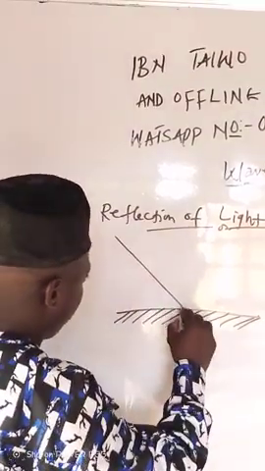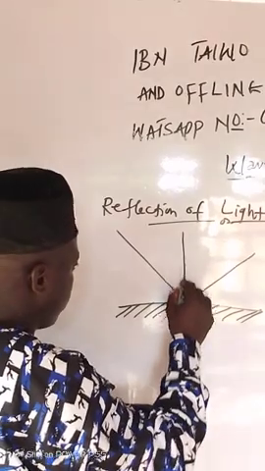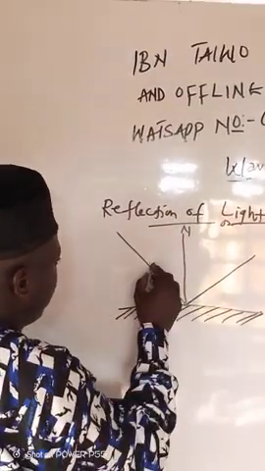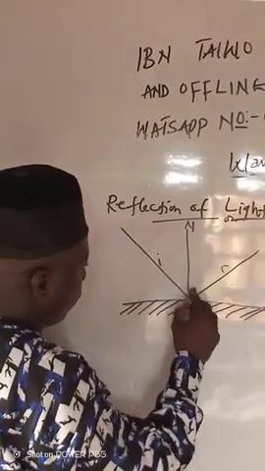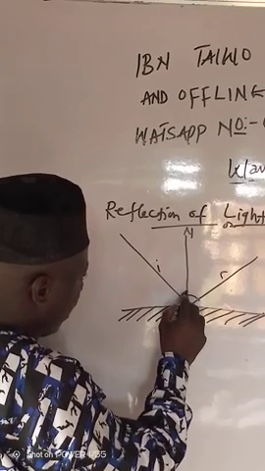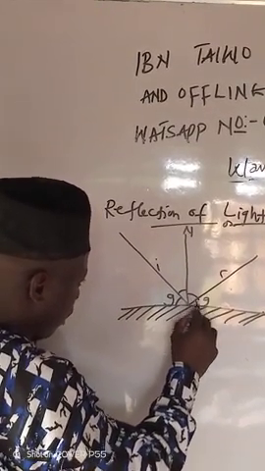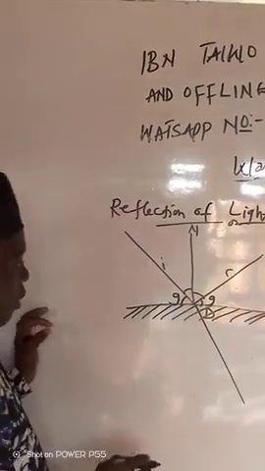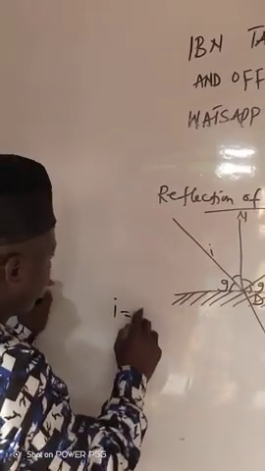Then we have where this one in the middle is the normal. This one is I, and here is R. The angle here, here, and here: here is G, and here is also G. The angle here is the angle of deflection. I is equal to the angle of incidence.